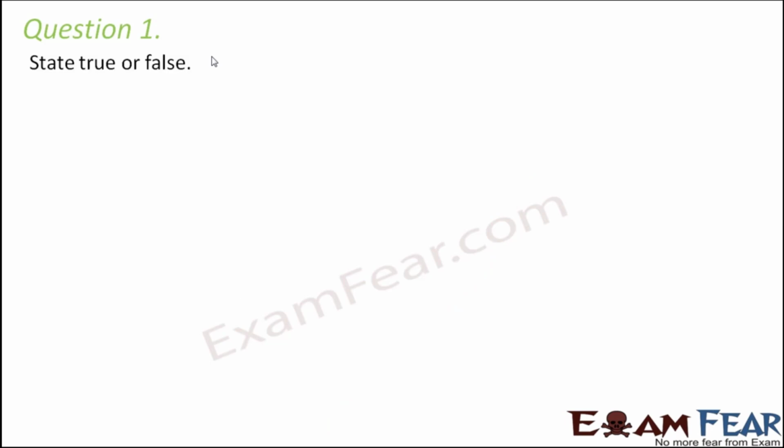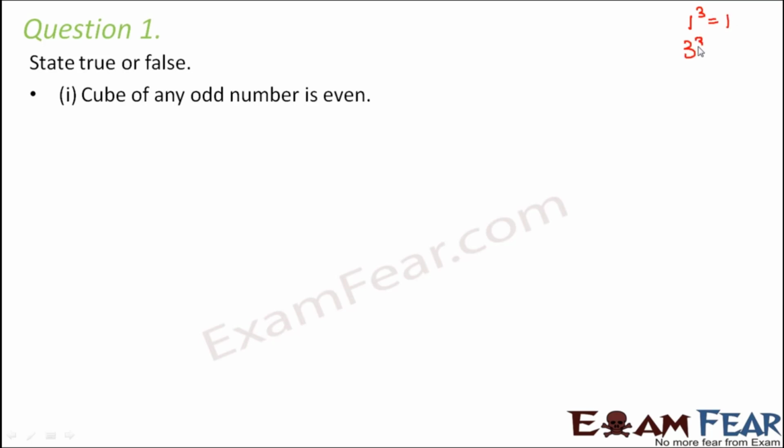Question number 1. State true or false. Cube of any odd number is even. Well, that is absolutely false because if you look at any odd number, be it 1 cube, it is 1 which is odd. Whether it is 3 cube, it is 27 which is again odd. If it is 5 cube, it is 125 which is again odd. So the cube of any odd number is always odd. So this is definitely false.